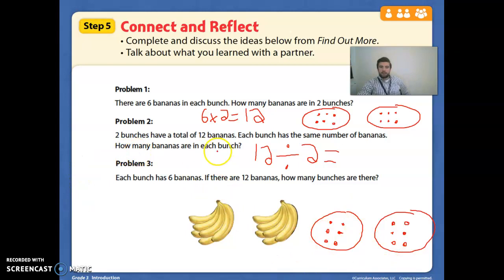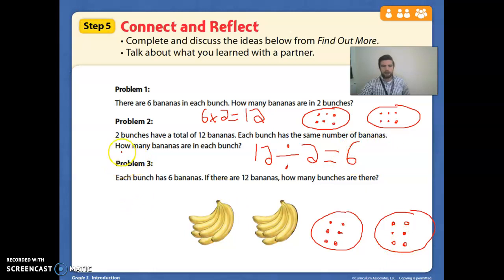How many bananas are in each bunch? Guess what we can do here? Just count. 1, 2, 3, 4, 5, 6. Let's check the other one just to make sure there's the same amount. 1, 2, 3, 4, 5, 6. Guess what? 6 bananas in each bunch.